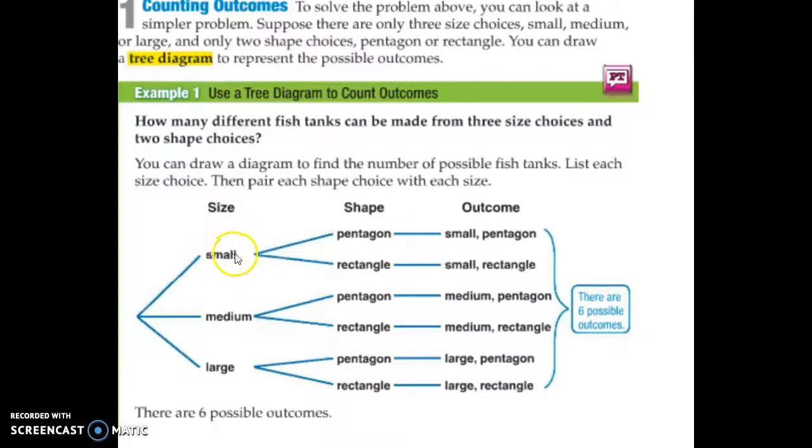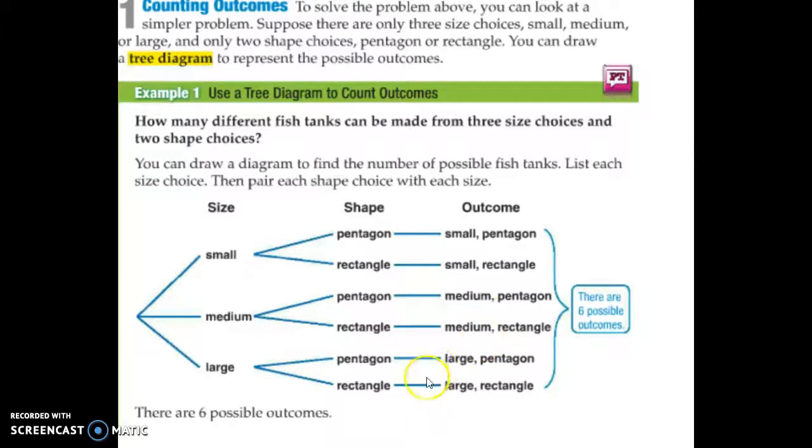All right. So I can have a small with a pentagon or a small with a rectangle. I can have medium with a pentagon, medium rectangle, and then large pentagon, large rectangle. So this final series of branches tells me how many possible outcomes there are right here. Okay, so here I just said that small pentagon, small rectangle, etc. There's 6 possible outcomes for this fish tank.